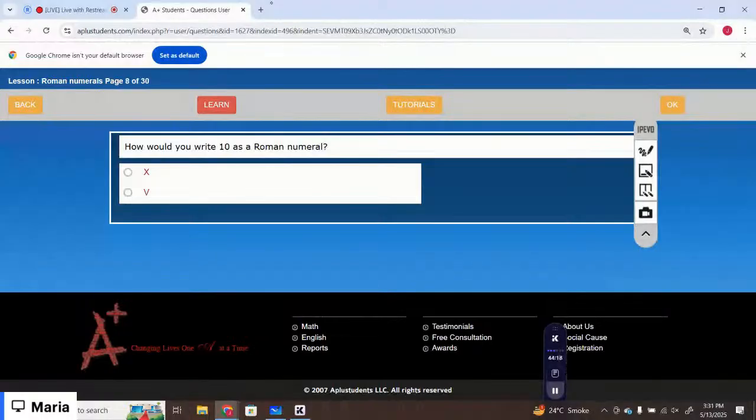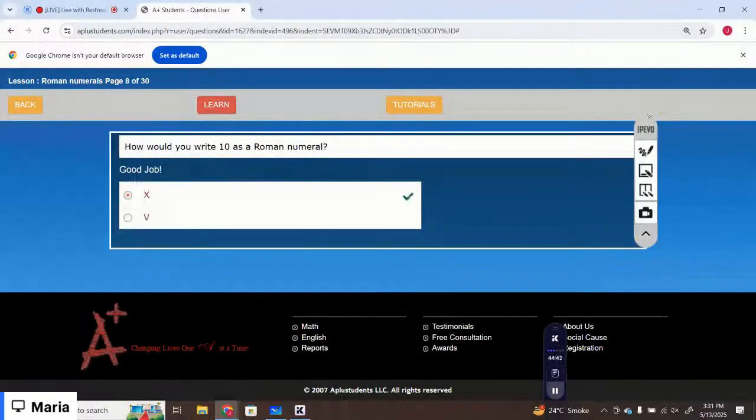How would you write 10 as a Roman numeral? Option number 1 is the correct option, that is 10. Okay, you can complete the lesson by yourself later today and just move to the next lesson.